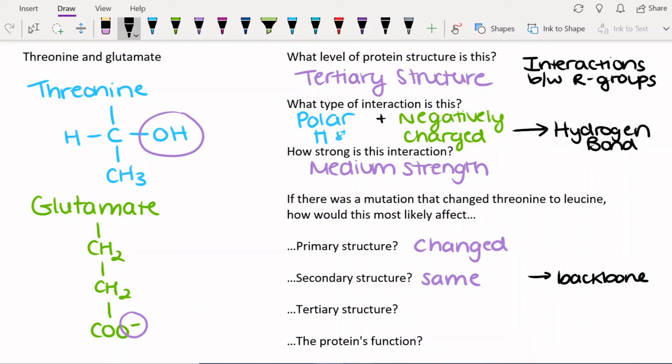What about tertiary structure? Threonine is changed to a different amino acid with different chemistry. Glutamate and leucine will interact differently. They can't form a hydrogen bond because leucine is nonpolar. Since the R group interactions are changed, the tertiary structure will most likely change as well. Since the protein structure is changed and structure determines function, the protein will probably function less efficiently.